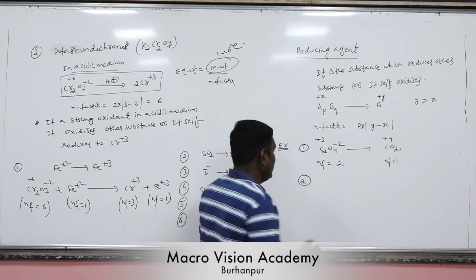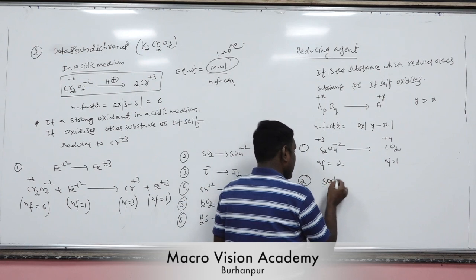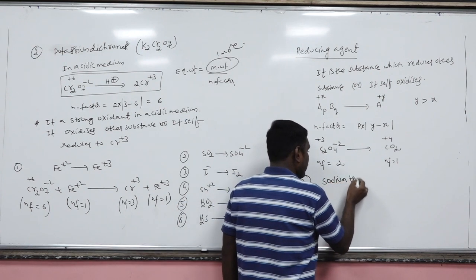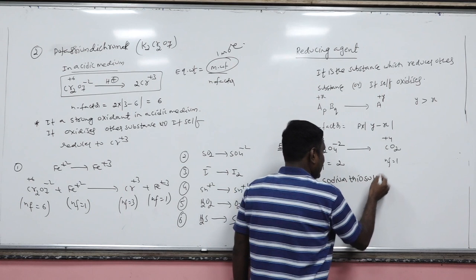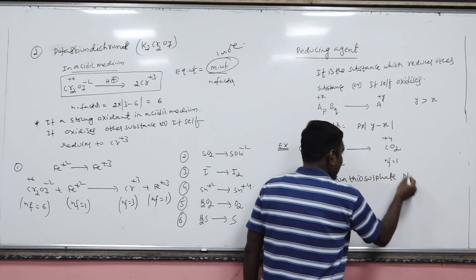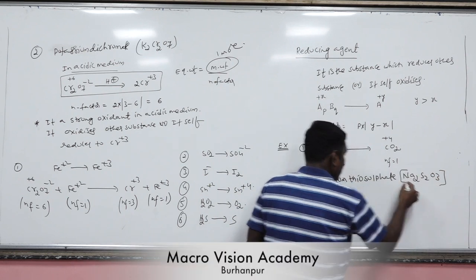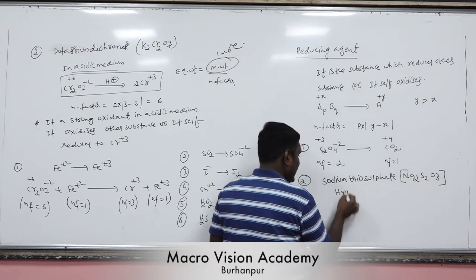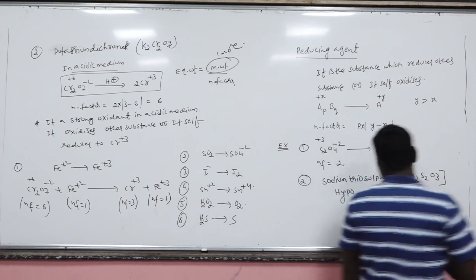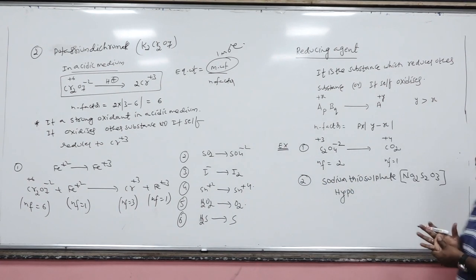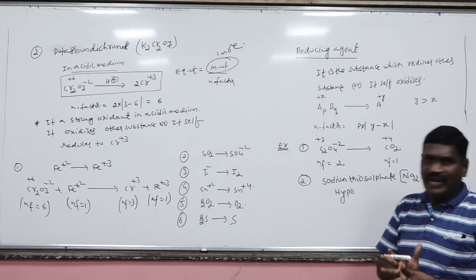Now, another important reducing agent is sodium thiosulfate, Na2S2O3. Its nickname is hypo. This is a very important question in volumetric analysis, especially in the estimation of iodine.